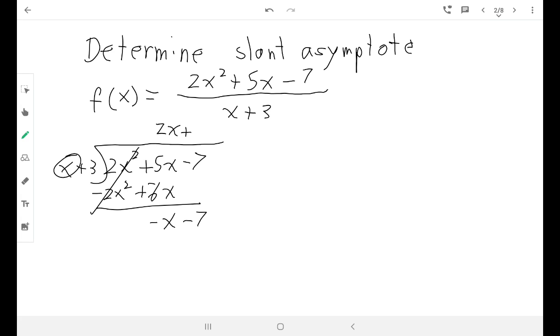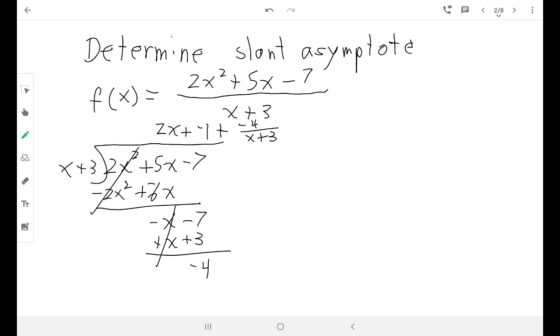So now I got to multiply by this to make that, and negative 1 times x is negative x, so I'll put a negative 1 up here, and that'll be negative 1 times x is negative x, and negative 1 times 3 is negative 3. Change the sign so that I am subtracting. Those two cancel, they better cancel, that's how you designed it. And then negative 7 plus 3 is negative 4. And so your remainder, the way you write it, is plus negative 4 over x plus 3.